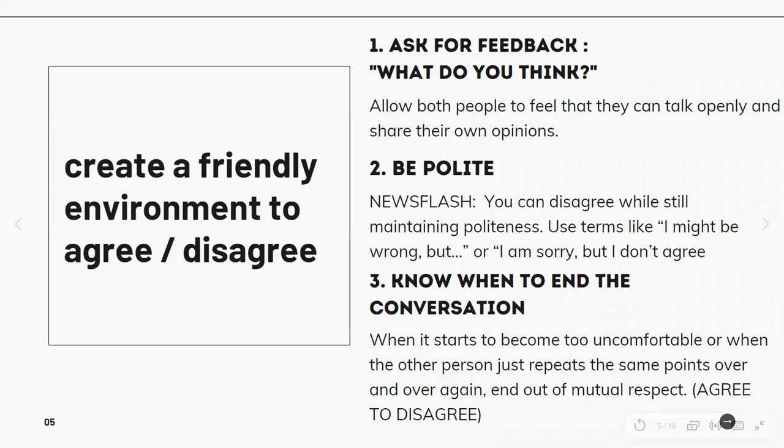Arlina, can you read number three? Number three: know when to end the conversation, when it starts to become too uncomfortable or when the other person just repeats the same points over and over again, and out of mutual respect, agree to disagree.